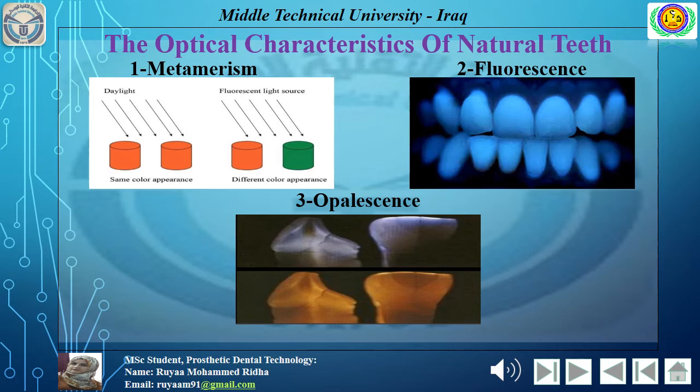The third optical characteristic is opalescence. Opalescence means the ability of the object to appear blue or red-orange in the reflected or transmitted light.